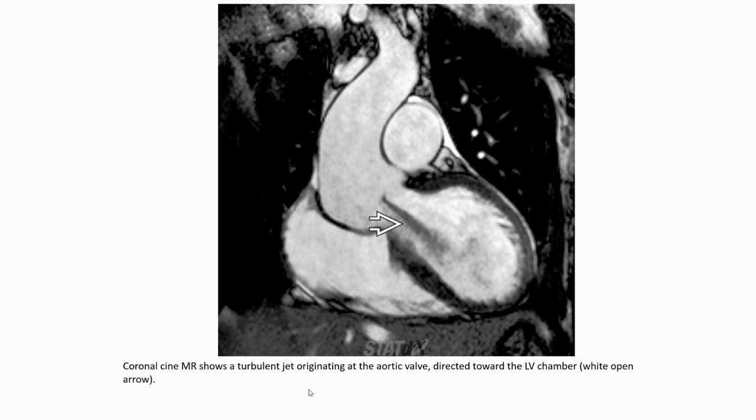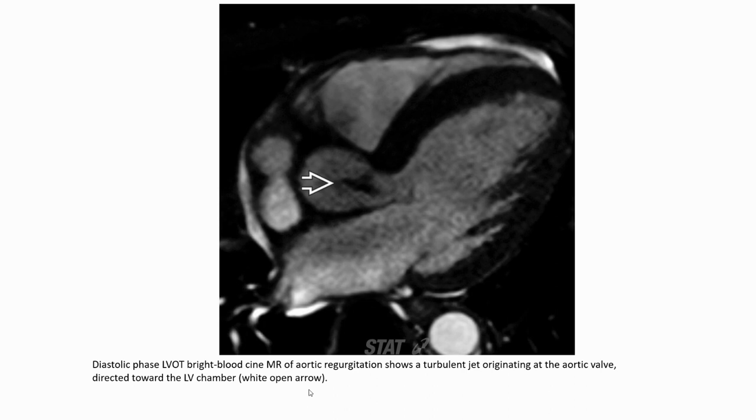There is also a turbulent jet originating at the aortic valve directed toward the left ventricular chamber, wide open arrow indicates. So a turbulent jet originates at the aortic valve directed toward the left ventricular chamber, wide open arrow indicates.